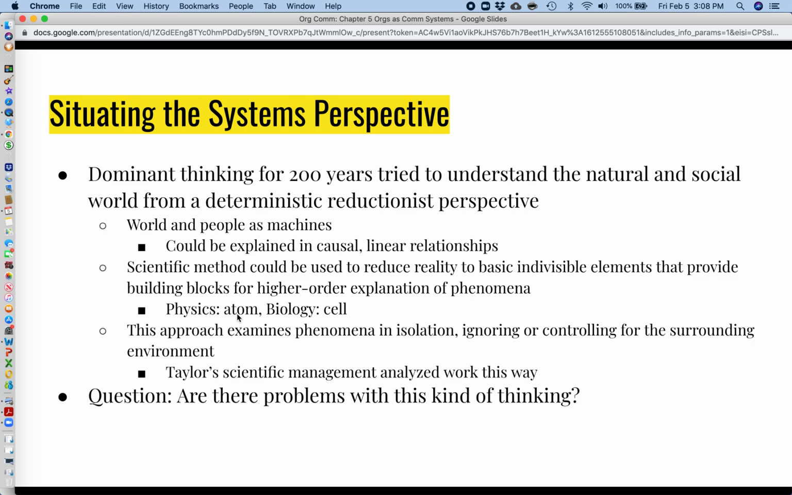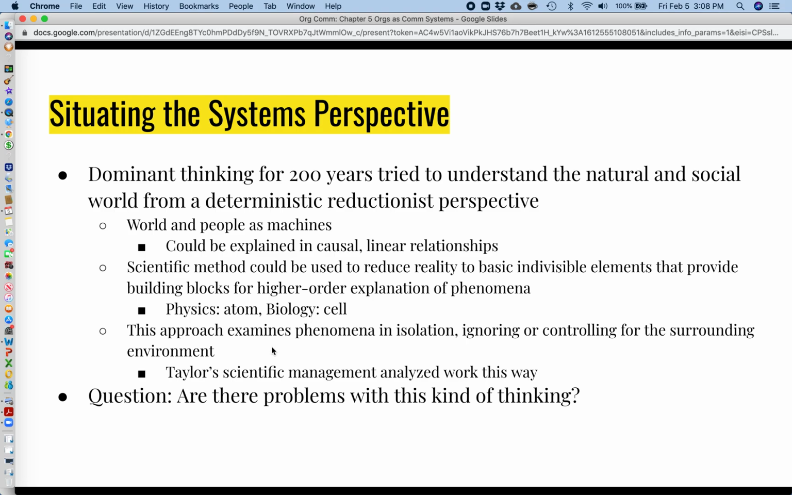And when you think about it, this is what science does, right? In physics, we talk about atoms, right? In biology, we talk about cells. We're always trying to break things down to kind of their smallest components and then build from there, understand how things build from these small components.